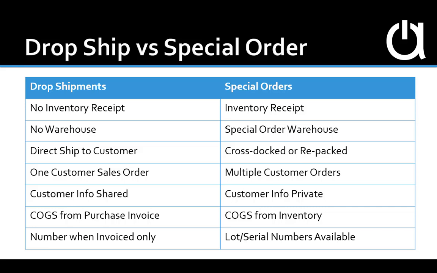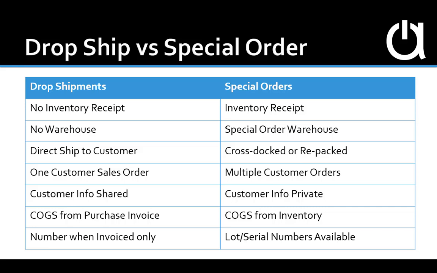And for special order, you can either create a special order warehouse to separate that stock in your inventory value, or you can keep it in your main stock. That's really up to your discretion. The demonstration we're doing today does have a default warehouse set for special orders, so we will be demonstrating that today. Okay, and then also drop shipments, again, they're direct ships to customer, and then special orders are considered cross-docked or repacked.